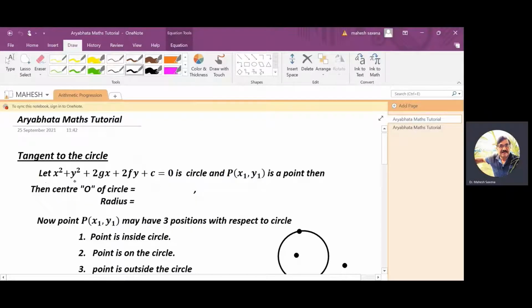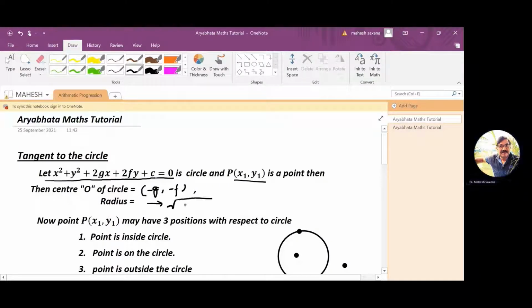Let x square plus y square plus 2gx plus 2fy plus c is equal to 0 be a circle and P(x1, y1) be a point. Then the center of the circle will be (-g, -f) and the radius will be under root g square plus f square minus c.